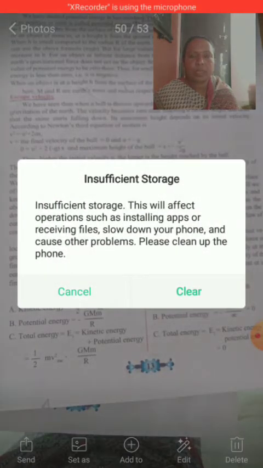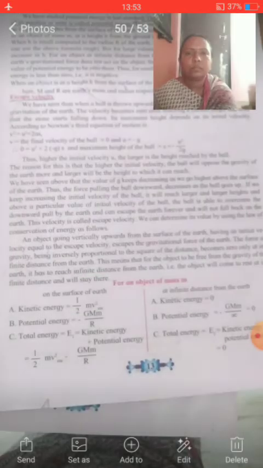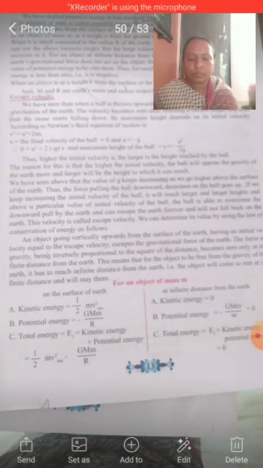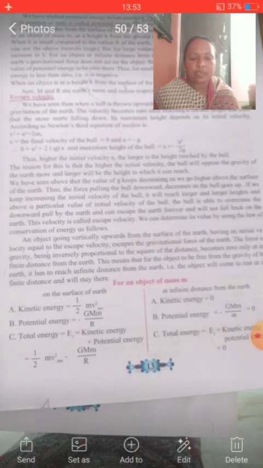We have seen above that the value of g keeps decreasing as we go higher from the surface of the earth, and the force pulling the ball downwards decreases as the ball goes up. If we keep increasing the initial velocity of the ball, it will reach larger and larger heights, and after a particular value of initial velocity the ball is able to overcome the downward pull of the earth and can escape the earth forever and will not fall back on the earth. It means when we increase the initial velocity, the ball obtains the highest height.